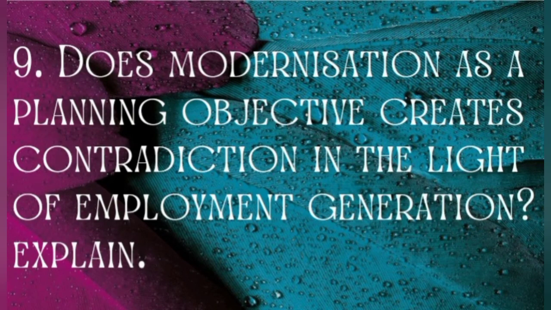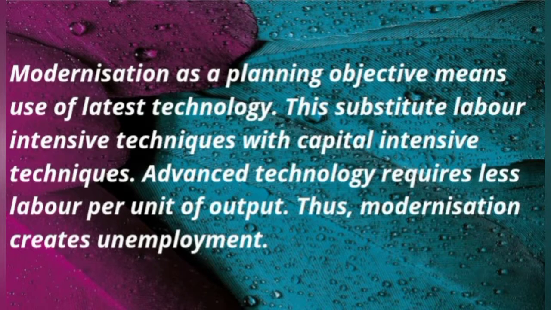Ninth question. Does modernization as a planning objective create contradiction in the light of employment generation? Explain. Answer. Modernization as a planning objective means use of latest technology. This substitutes labor-intensive techniques with capital-intensive techniques. Advanced technology requires less labor per unit of output. This modernization creates unemployment. That's a problem. So, modernization contradicts employment generation. This gives rise to inequalities in income and wealth in the economy.